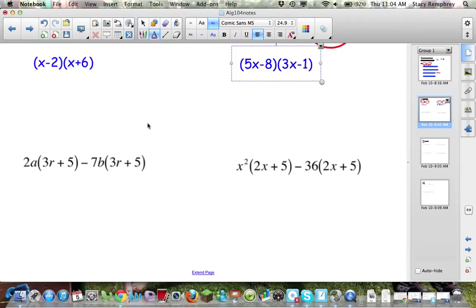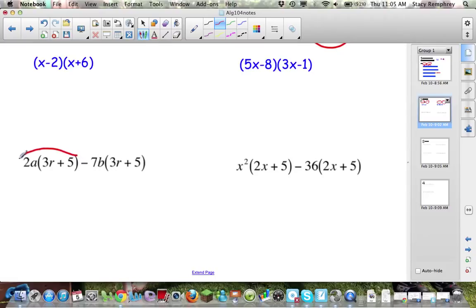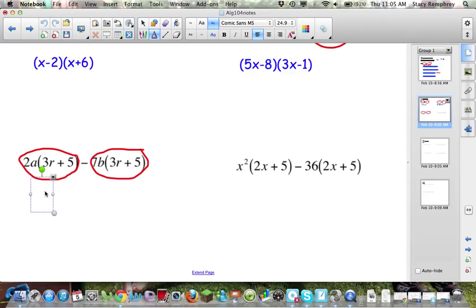The other two, you can push pause and try, and come back and check the answer. All right, in this one, again, I'm just going to keep trying to do that to focus you. This whole thing is being subtracted from this whole thing. So what do they have in common? They both have 3r plus 5. When I factor that out, I'm left with 2a minus 7b.